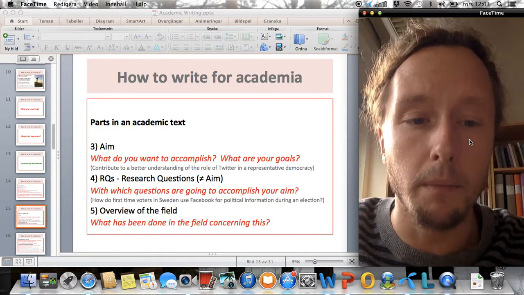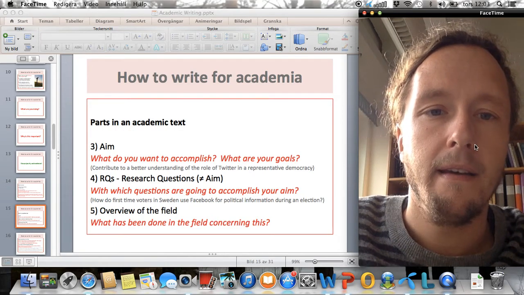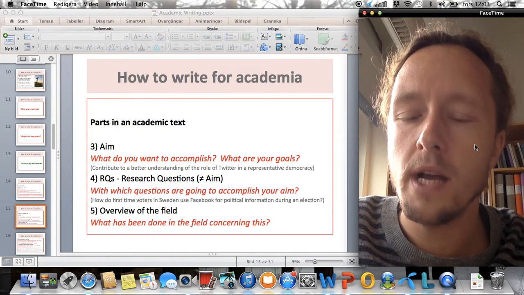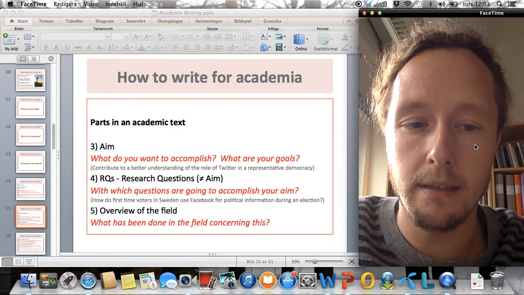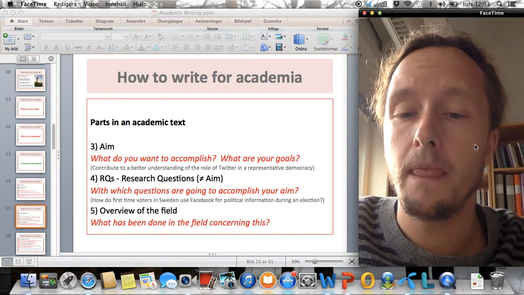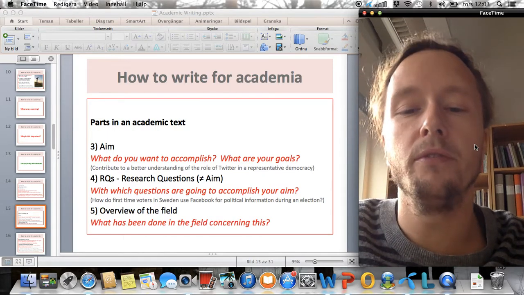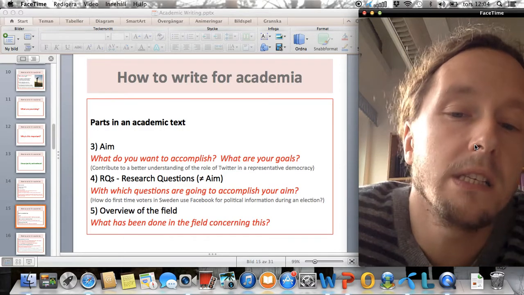This is a very common error in theses, that you use the same here. No. So the aim here, what do you want to accomplish? What are your goals? And I give you an example here in gray. For example, I want to contribute to a better understanding of the role of Twitter in a representative democracy. Okay, this is an aim.